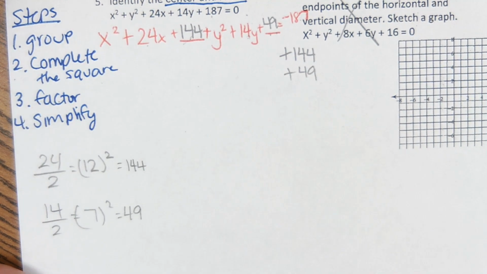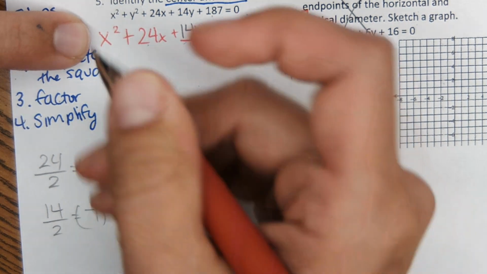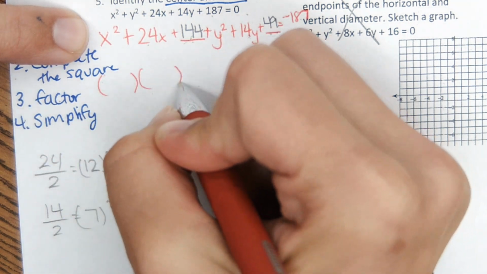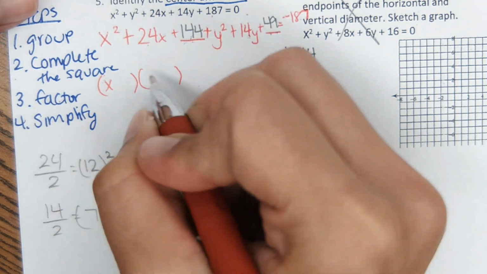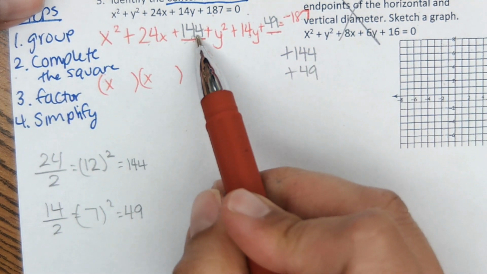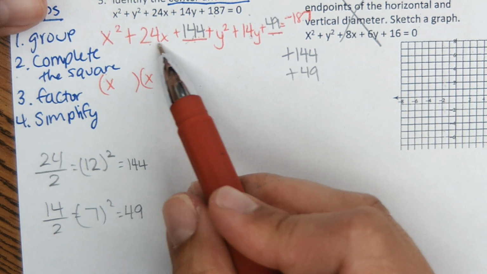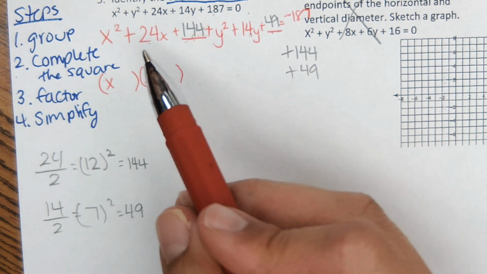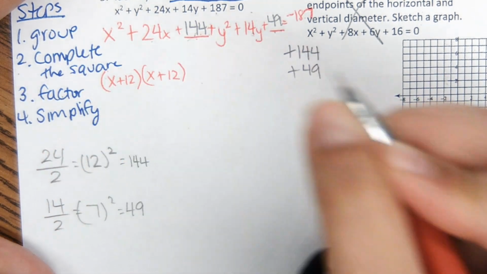Now we have to factor. Now that we have this set up, we can break it up into factors. This may bring back good or bad memories from algebra, where you put an x here and an x here, and then you need 2 numbers that multiply to 144 and add to 24, and that would be 12 and 12. 12 times 12 is 144, 12 plus 12 is 24, so plus 12 plus 12.